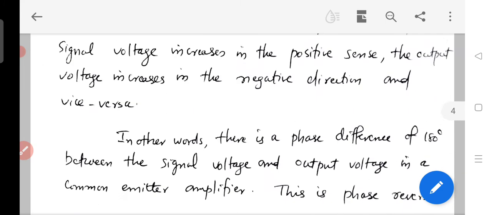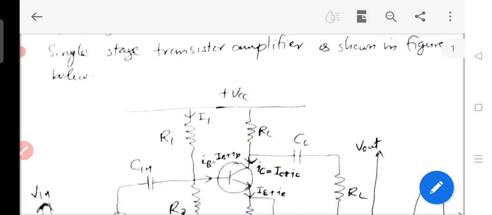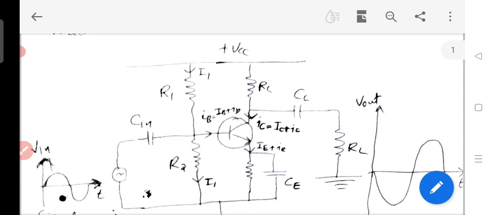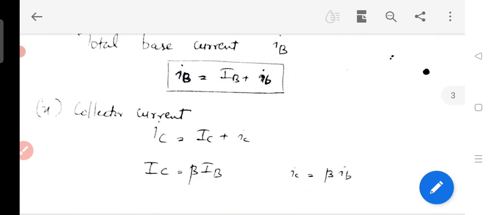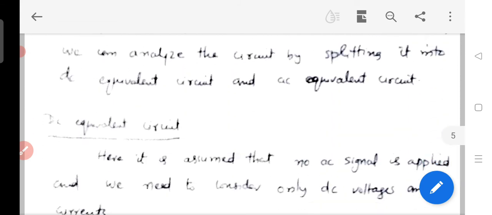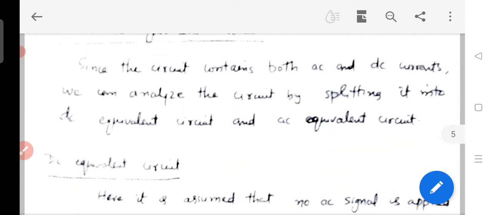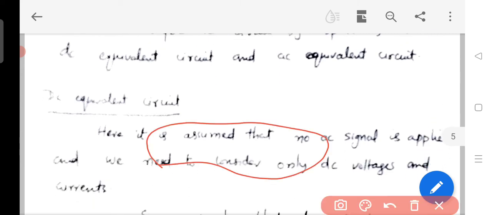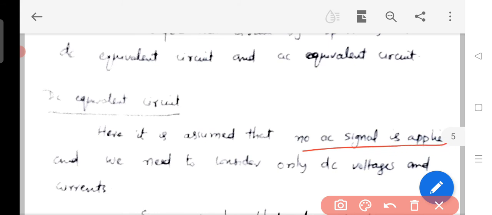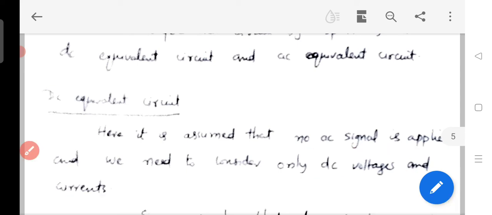Now the DC and AC equivalent circuit. Actually, we can analyze our common emitter amplifier circuit under DC conditions and AC conditions. DC conditions means you are not applying the signal, so only DC current flows. So we need to consider only DC current. Here it is assumed that in the DC equivalent circuit, no AC signal is applied, and we need to consider only DC voltages and current.